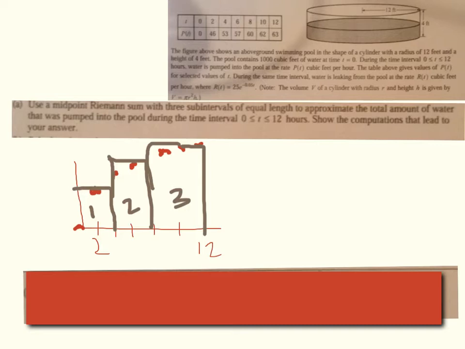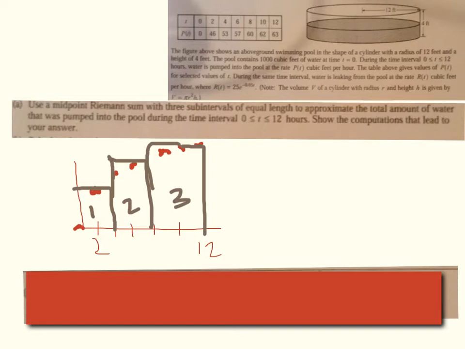So this picture is a picture of a swimming pool. Radius is 12 feet, height is 4. The pool contains 1,000 cubic feet of water at t = 0. The interval is from 0 to 12. You've got water coming in at P of t, and then there's water leaking at R of t. They give you a table for P of t and a function for R of t.